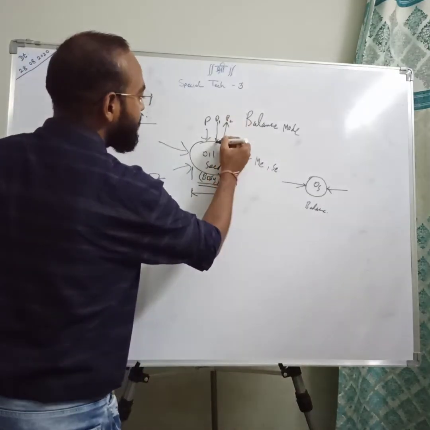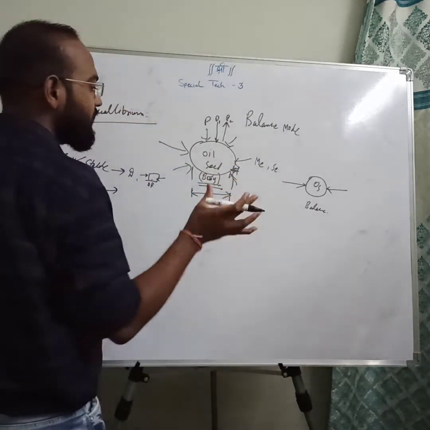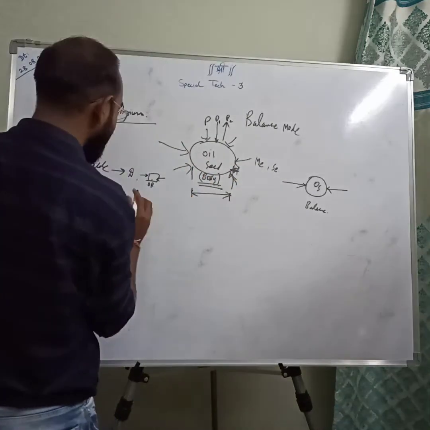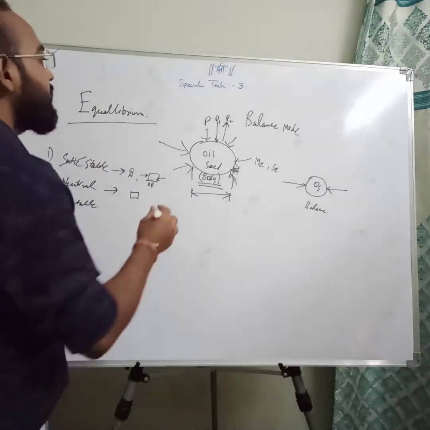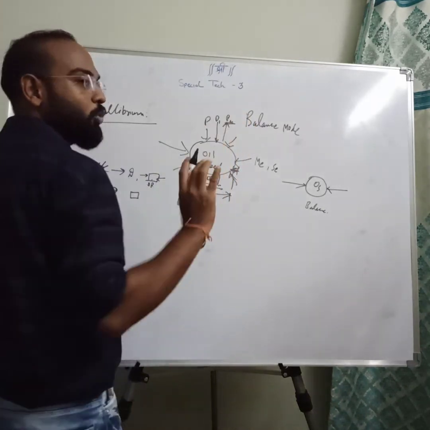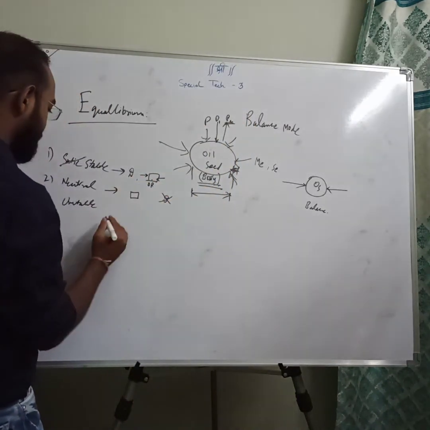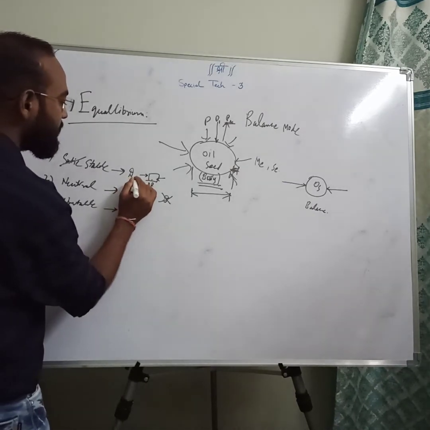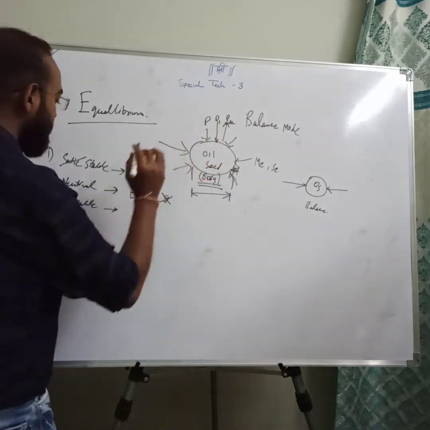Neutral: again, our oil seed is our body for assumption. When we apply the pressure, there is no displacement. The body stays in its original position, and when we release the pressure, again no displacement. So displacement is 0. In stable, there is displacement, but it regains the original position once the pressure is removed.